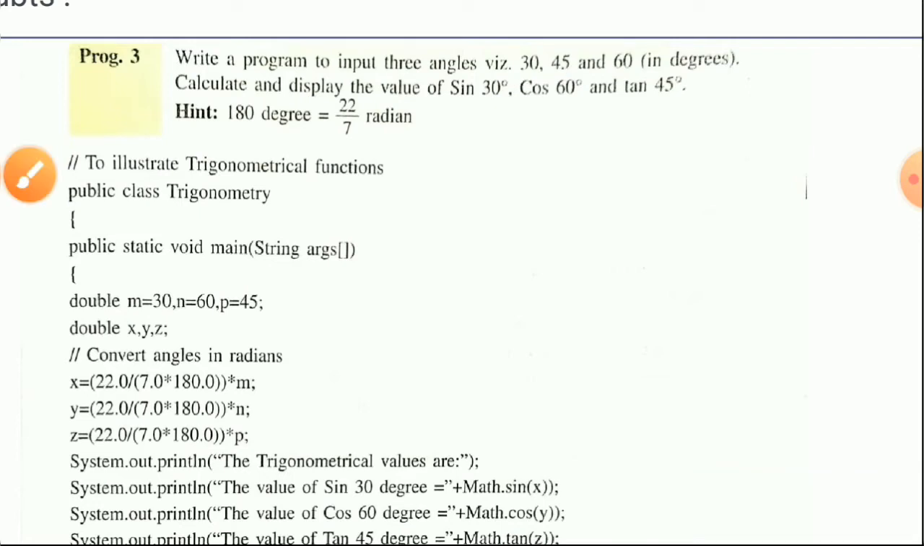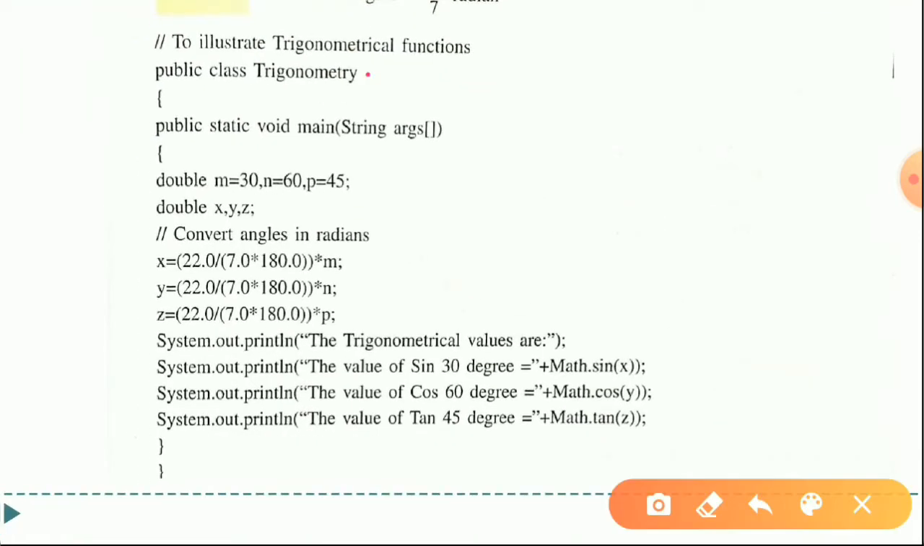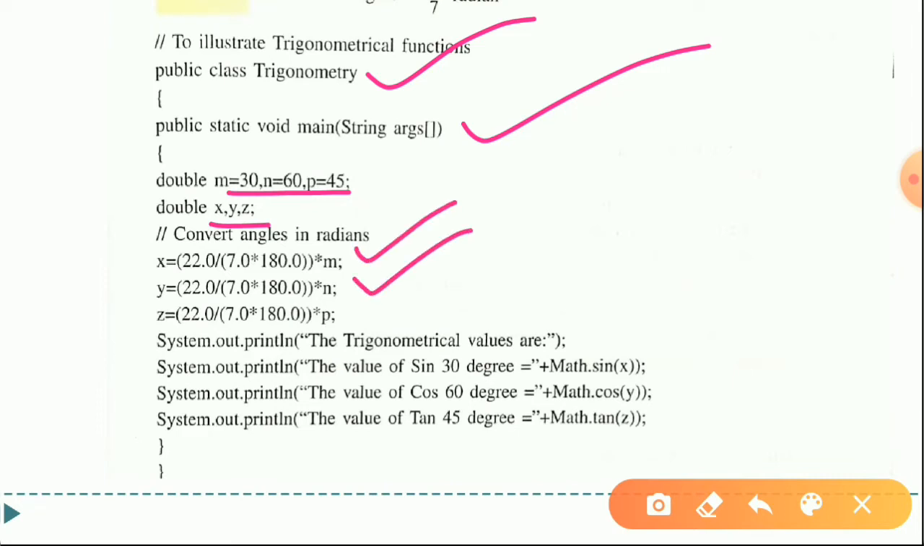Okay, now see over here, we have made a class, we have opened our main function. Now declare these three variables as double: double x, y, z to store the value in radian. Now in these three lines we are converting our values from degree to radian. The formula is near about the same as we have seen in our previous slide.